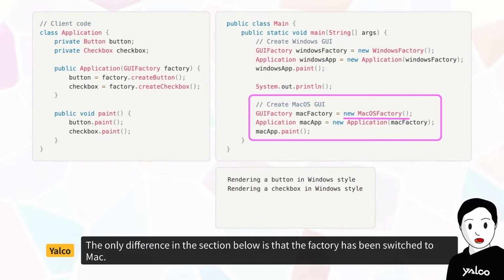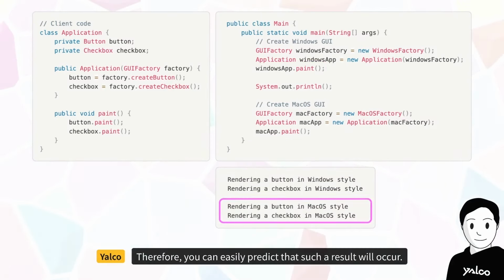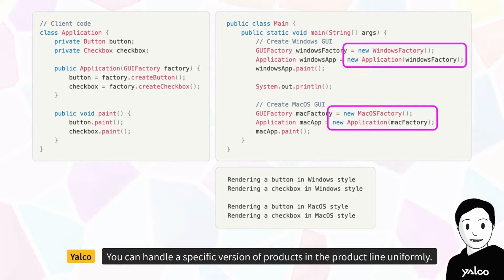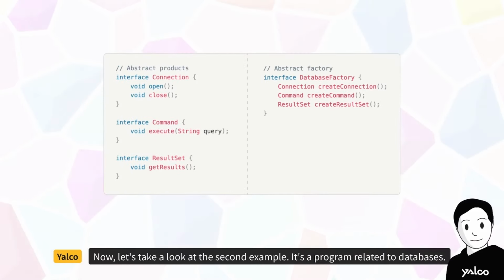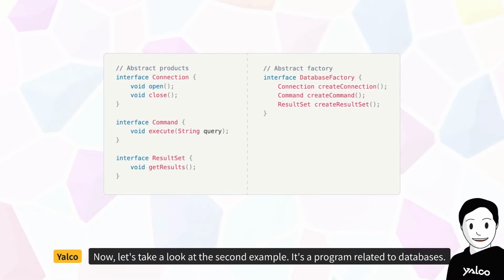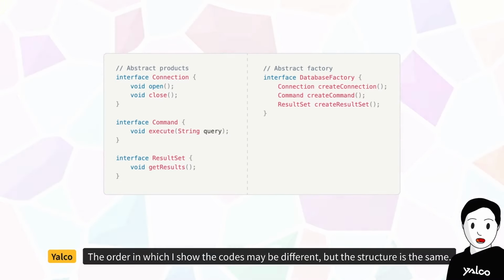The only difference in the section below is that the factory has been switched to Mac. Therefore, you can easily predict that such a result will occur. By choosing one of these factories to apply to your application, you can handle a specific version of products in the product line uniformly. Now, let's take a look at the second example. It's a program related to databases. The order in which I show the codes may be different, but the structure is the same.